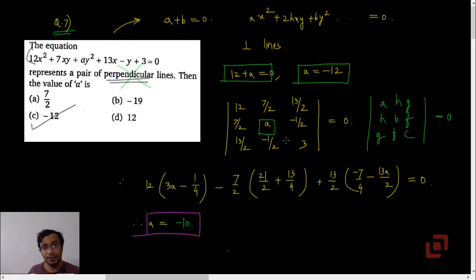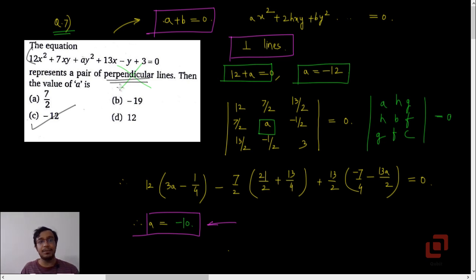In fact, whenever that determinant is 0, the value of a is minus 10, and if a is minus 10, then the condition a plus b equal to 0, which is the condition for perpendicularity, does not hold. So at the most this equation can represent a pair of lines, and for it to represent a pair of lines, a must be equal to minus 10. So there is some error in the coefficients 3, minus 1, 13, 7 and 12. Now let me show you that this is indeed true.